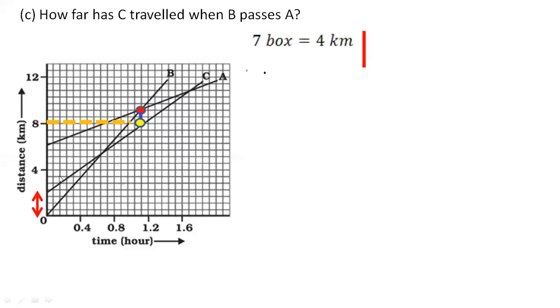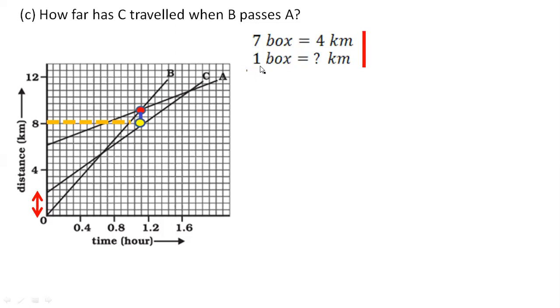So 7 boxes on the y-axis give you how many kilometers? 4 kilometers, right? 7 boxes means 4 kilometers. You can see 1, 2, 3, 4, 5, 6 and 7. And we want it for how many boxes? For 4 boxes, right? But for now we will calculate for 1 box. Okay, 1 box is equal to how many kilometers? Then we will multiply with 4.